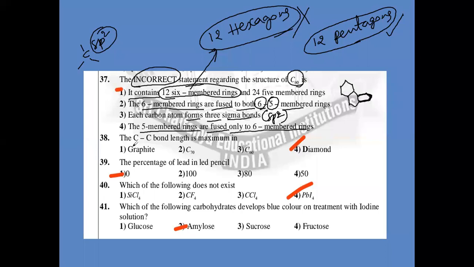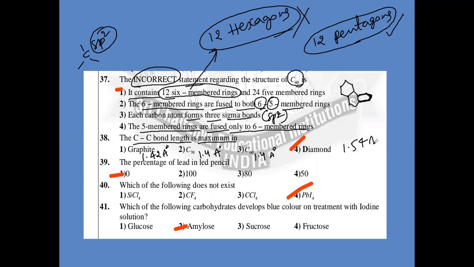Next. The carbon-carbon single bond length is maximum in what? So graphite, how much is it? 1.42. And in C60, C70, it will be 1.4. Here also 1.4 angstrom. And there in diamond, how much?